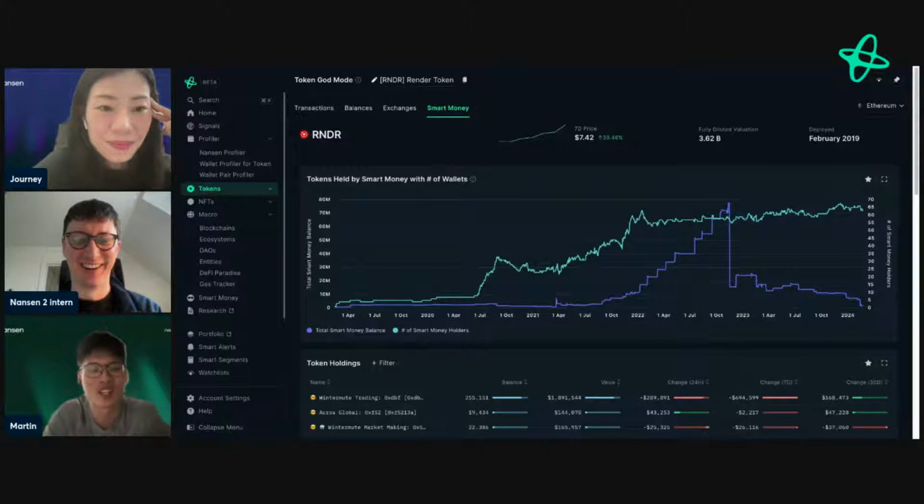Yeah, and they've also been benefiting from the AI narrative rally. So I was just looking into Render, and I would say there are a few types of alerts that you can set.